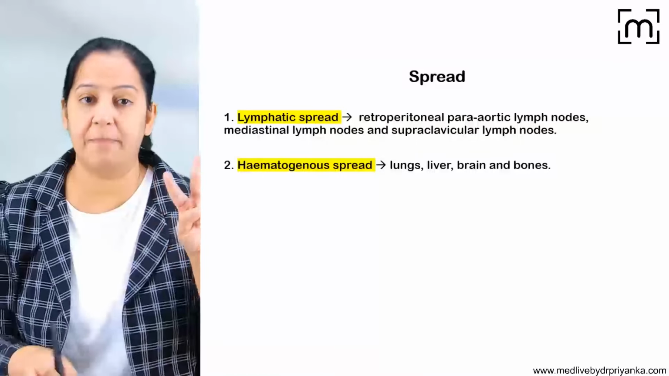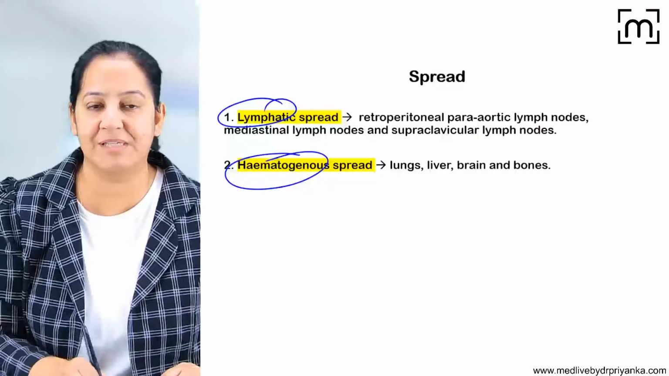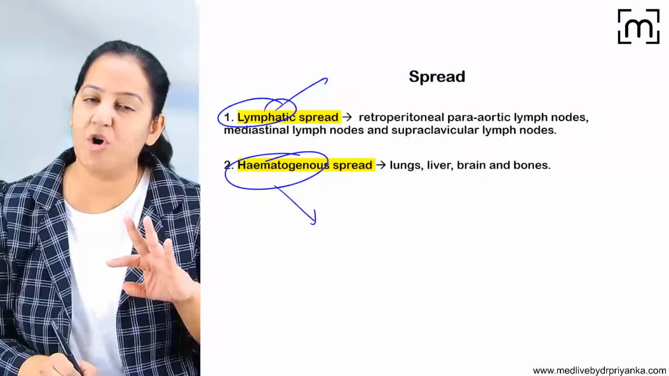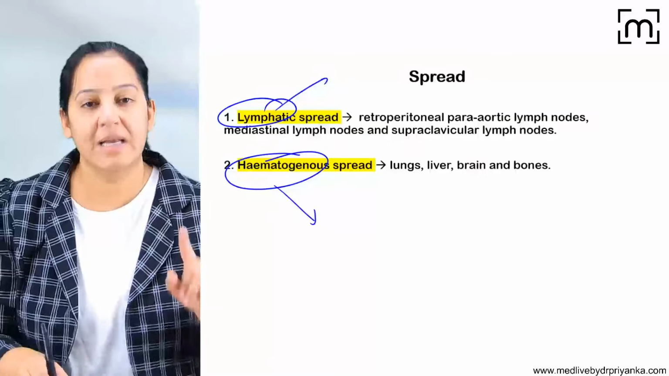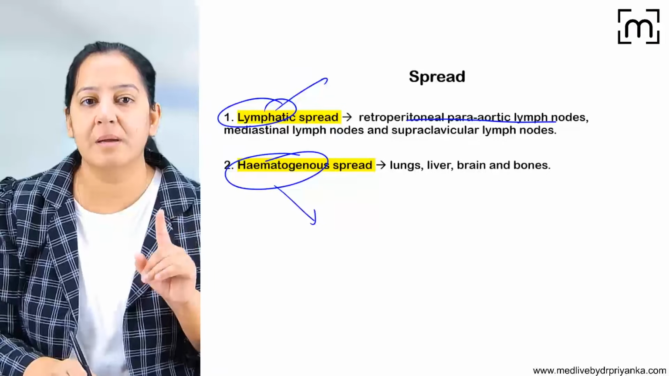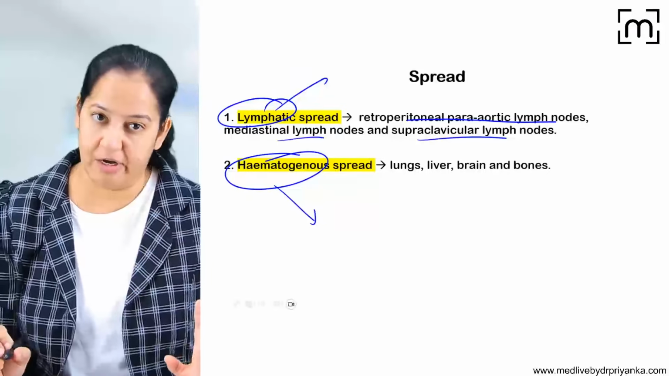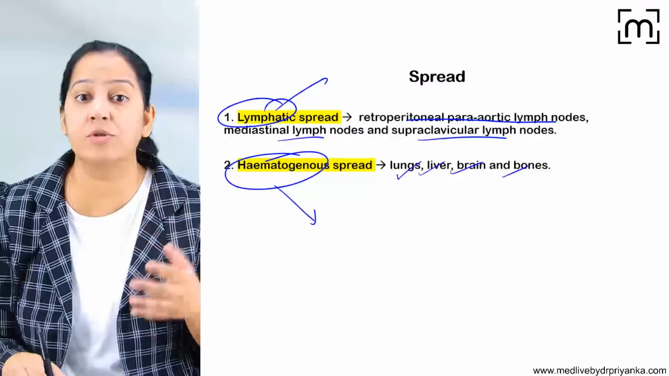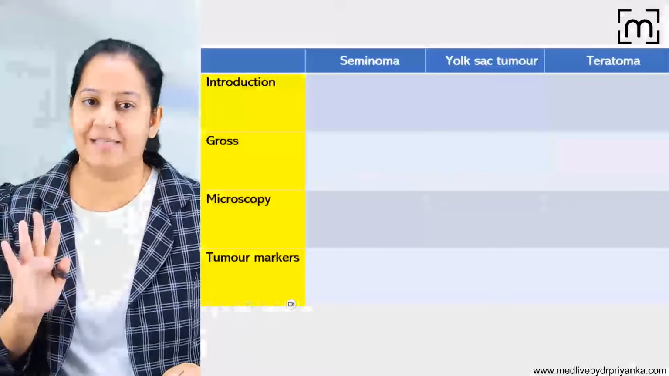Coming to the spread, two types of spread are there: lymphatic spread and hematogenous spread. Lymphatic spread is common in seminomatous and hematogenous spread is common in non-seminomatous germ cell tumor. Lymphatic spread occurs to retroperitoneal para-aortic lymph nodes, mediastinal lymph nodes and supraclavicular lymph nodes. Via blood, it can go to the lung, liver, brain, bones. Most commonly it goes to the lung. So that is the spread.